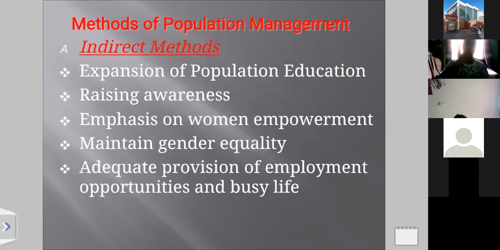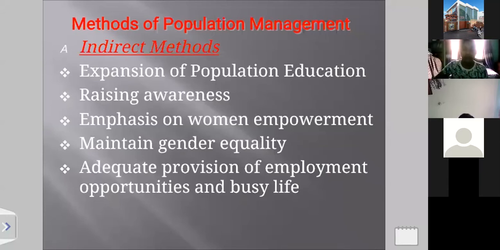What are the different advantages of women empowerment, right? So emphasis means focus on women empowerment. The next indirect method of population management, to control the population, to reduce the population, is to focus on women empowerment. And the next indirect method of population management is gender equality.